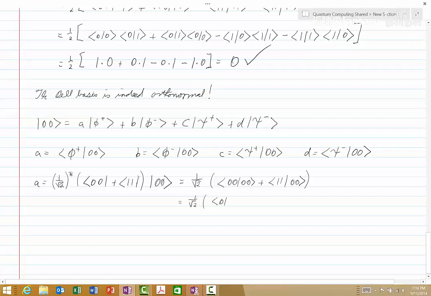times 0, 0, 0, 0 plus 1, 0, 1, 0, and that will be equal to 1 over square root of 2 times 1 times 1 plus 0 times 0, which is 1 over the square root of 2. So A is equal to 1 over square root of 2.